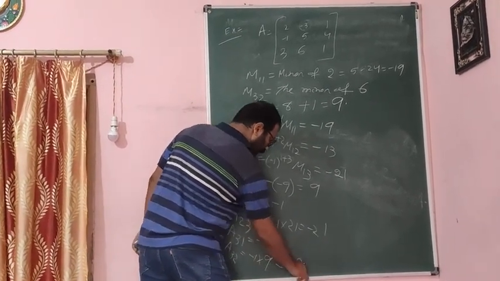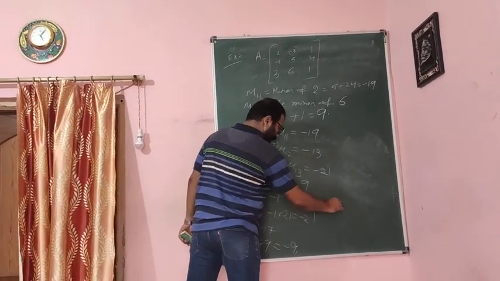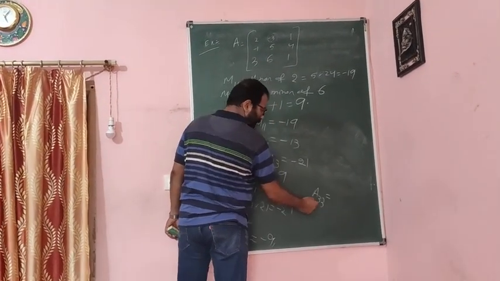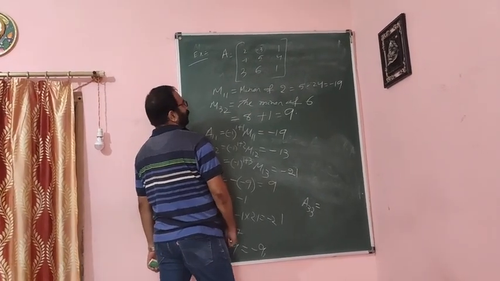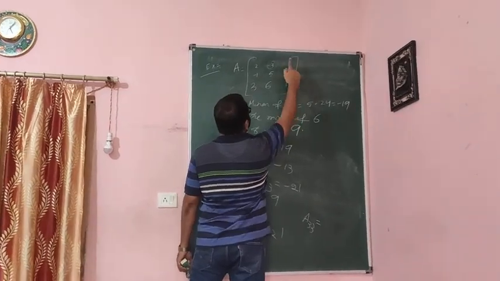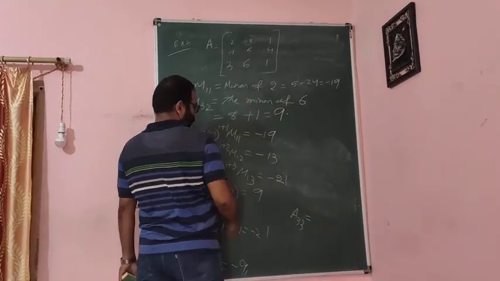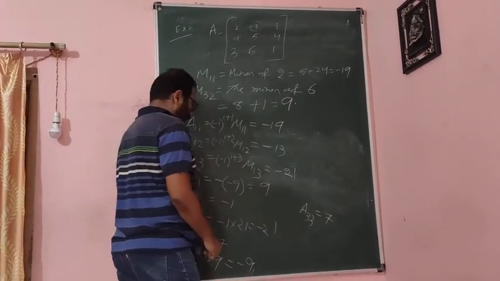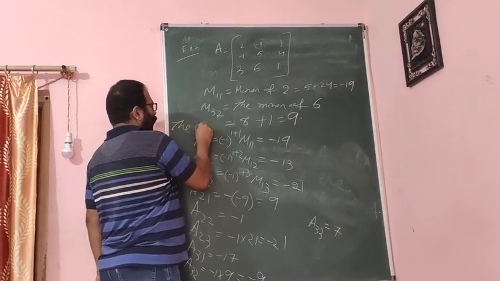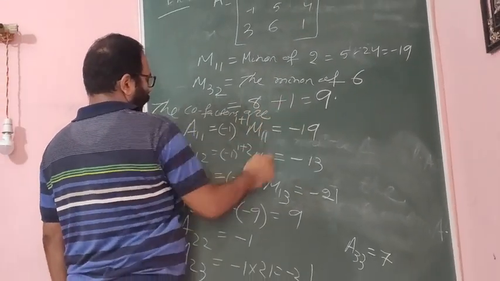And the last is A33. The sum 3 plus 3 is 6, it is even, so minus 1 to an even power is plus 1. Here we have to find the minor of this. You omit this row and this column: 2 into 5 is 10, minus 3, that is 7. So A33 is 7. These all are the cofactors.